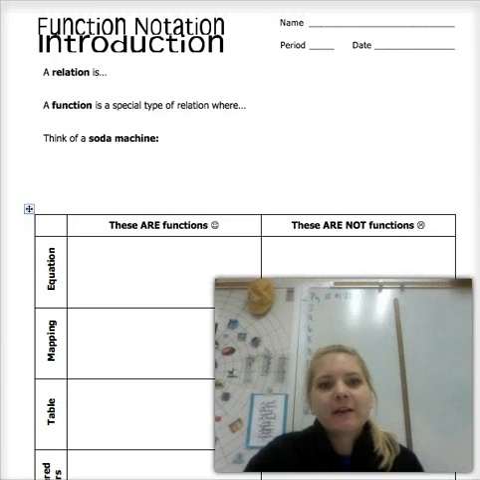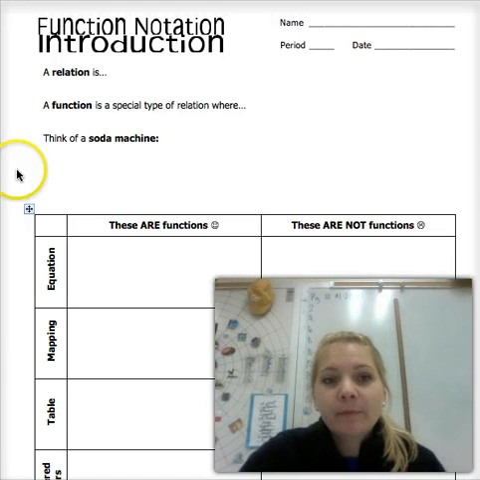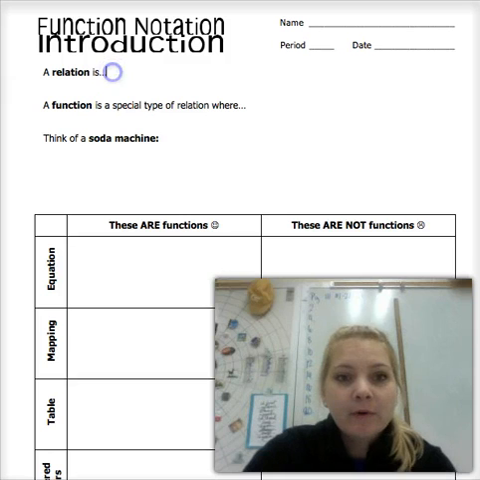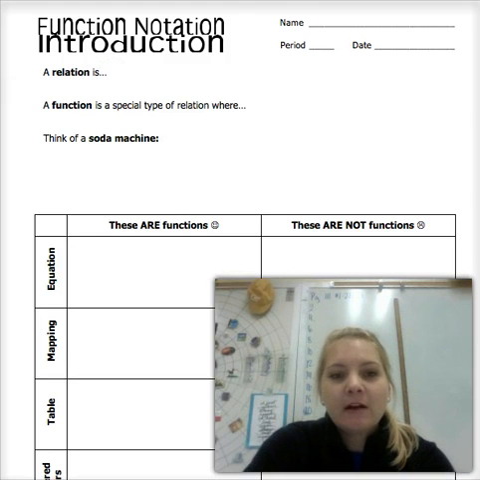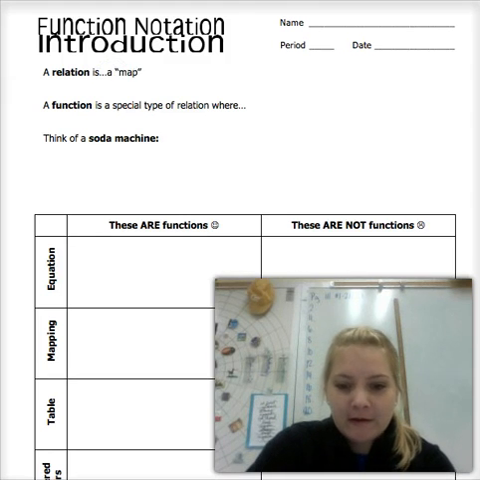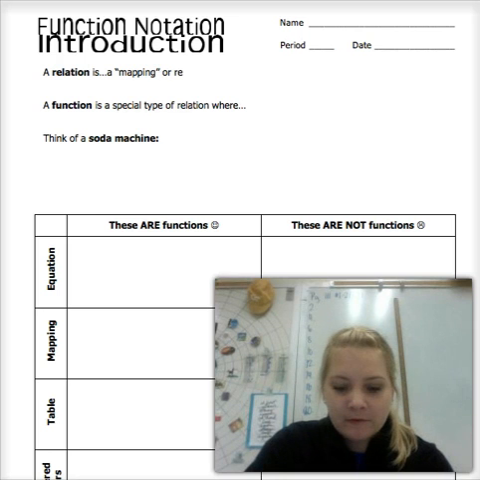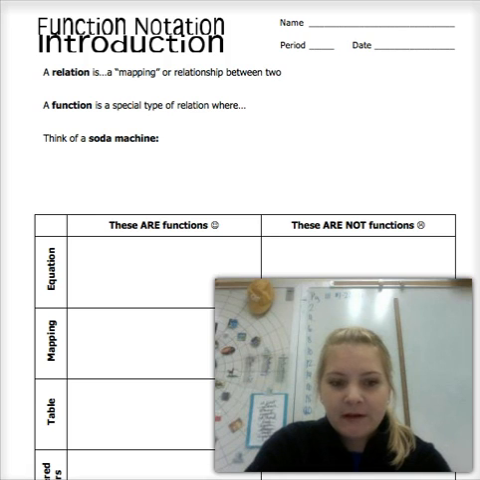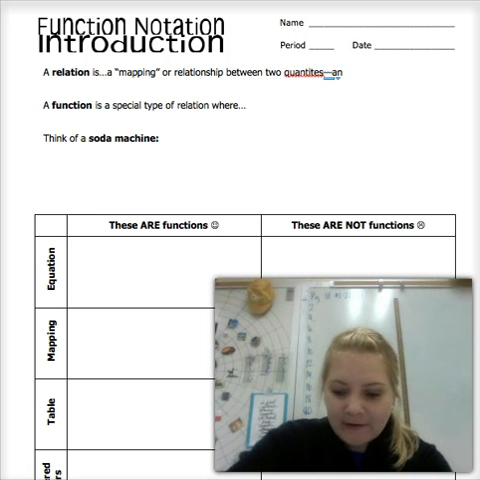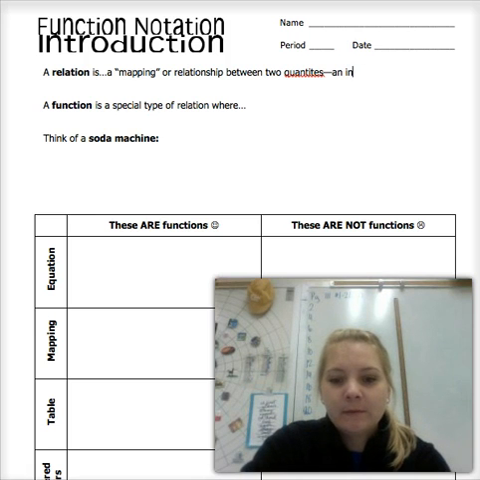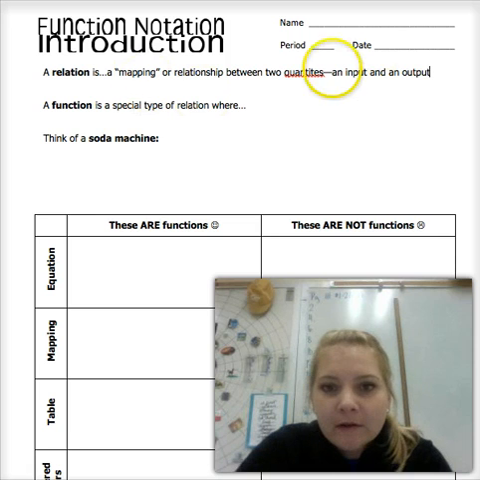All right, today we're going to take a look at function notation. So we're first going to start with what a relation is. A relation is a mapping or relationship between two quantities. And think of that as an input and an output.